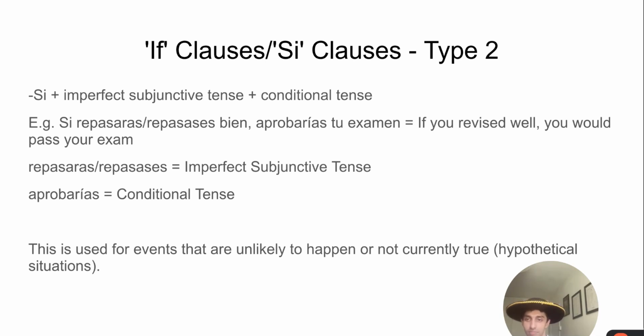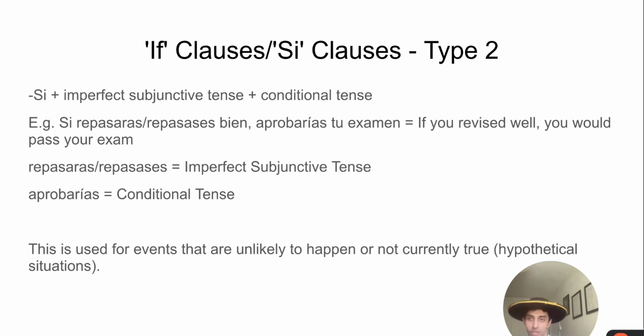And yeah, just to reinforce this, repasaras or repasases, either of those would be correct forms of the imperfect subjunctive of the verb repasar, meaning to revise. There's two alternative endings for the imperfect subjunctive, so either of those would be correct, and they would mean the same thing, repasaras and repasases. And the second verb, aprobarías, that is in the conditional tense. That's the conditional form of the verb aprobar. So you can see that the sequence of tenses has changed.